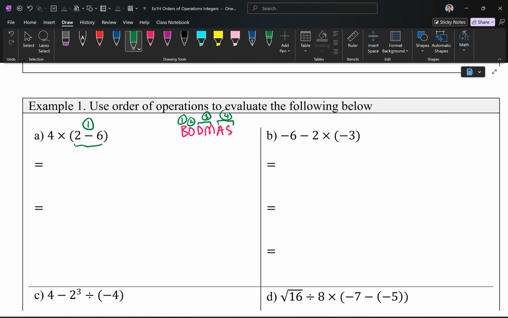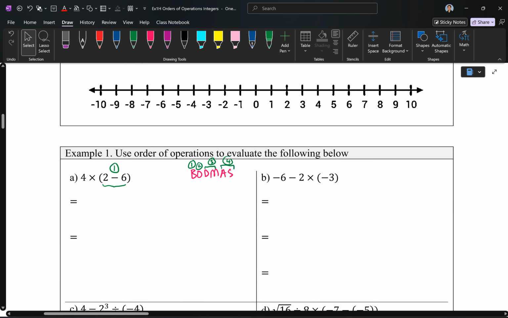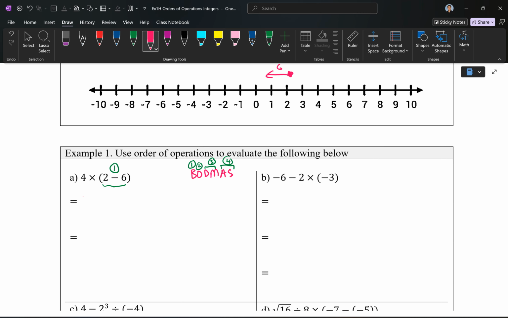Layout, question, method, answer. So I want a vertical layout, right? So 2 minus 6, let's work it out using your number line if you need the number line. So 2 is over here, minus is moving to the left, and you're going back by 6 units. So it's 4 times, now what's 2 minus 6 equal to? Let's go with Adele.